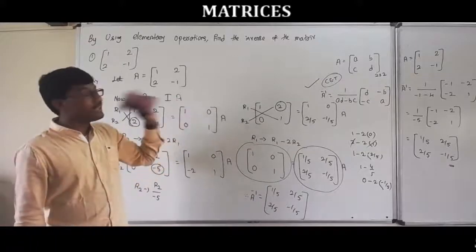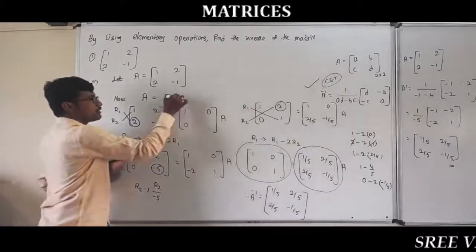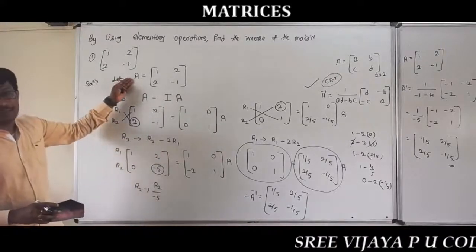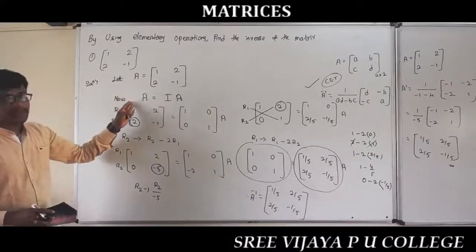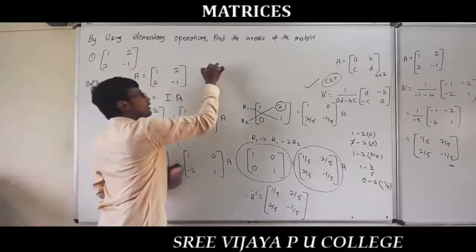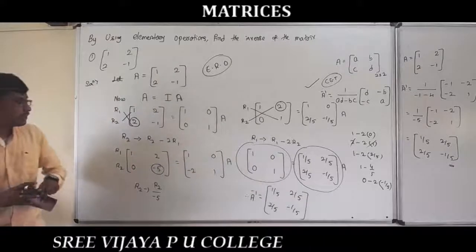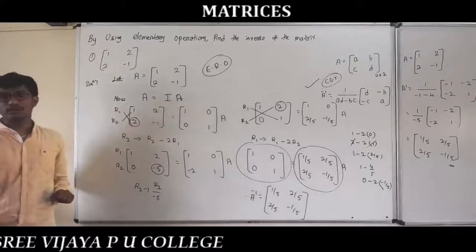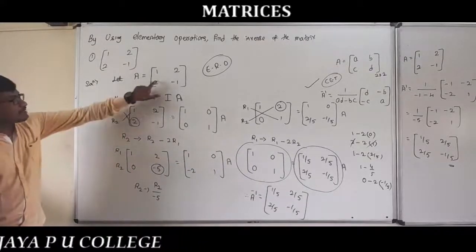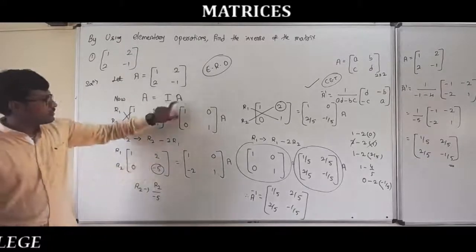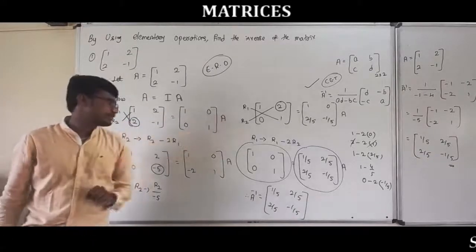So how do we find the inverse of a matrix? Once again I will explain this problem. Take the given matrix as A. Which operations are you applying? Elementary row operations. You cannot do any column operation in the middle. Write A equals I A, where A is the given matrix and I is the identity matrix. A is as it is, I didn't change that.